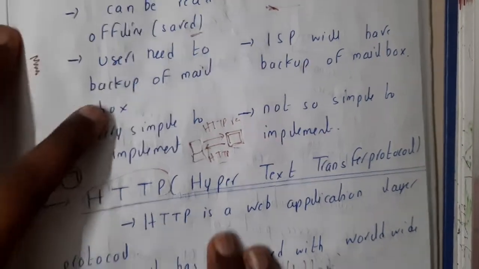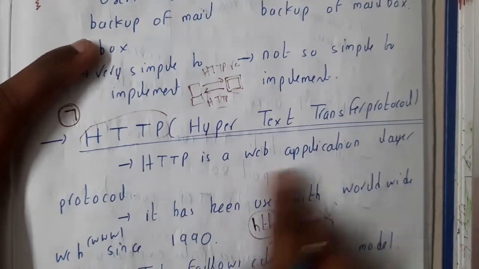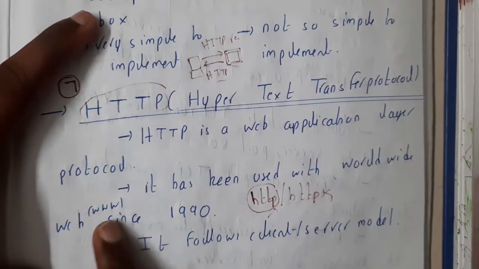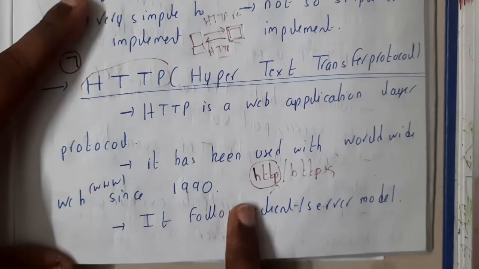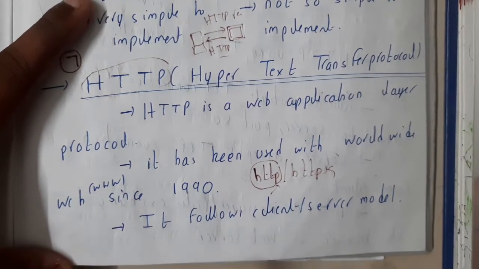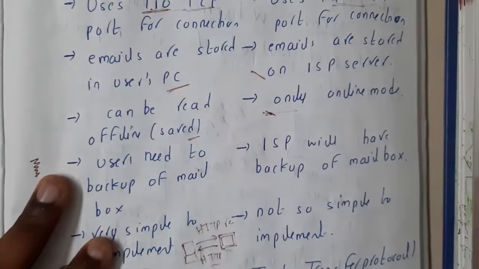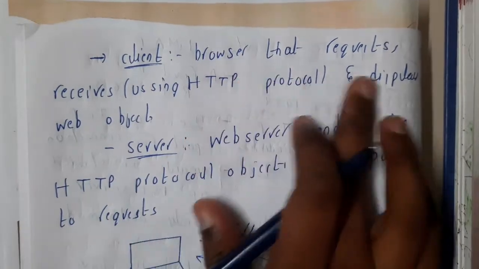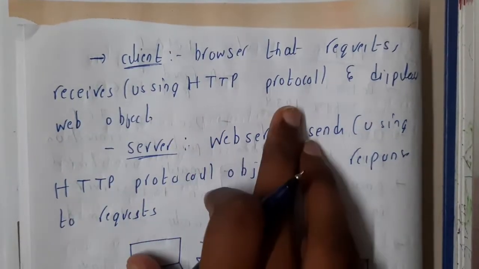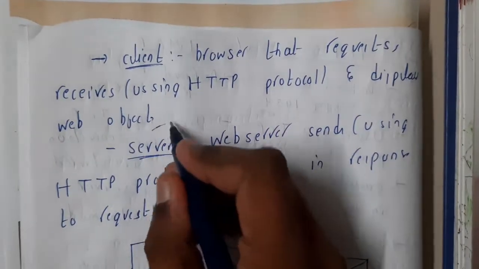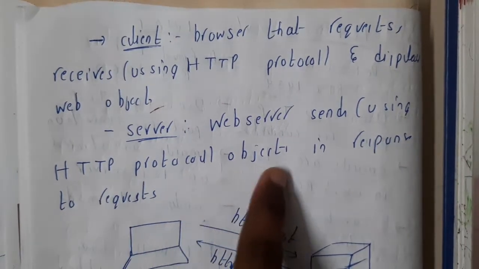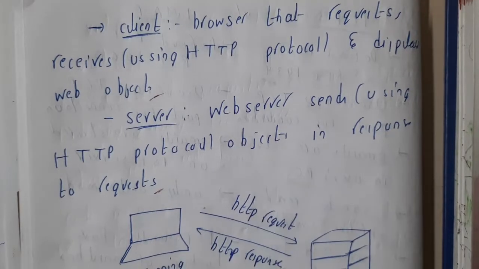Yes. So HTTP is a web application layer protocol. It has been used in the World Wide Web (WWW) since 1990. It follows a client server model, just as we discussed right now. I have just drawn the diagram here also, so that it will be clear for us. Client: the browser that requests, receives using HTTP protocol and displays the web objects. Server: the web server sends objects using HTTP protocol in response to requests.